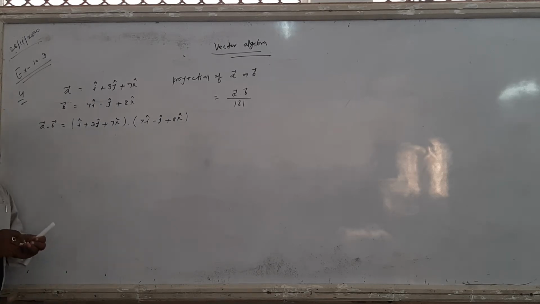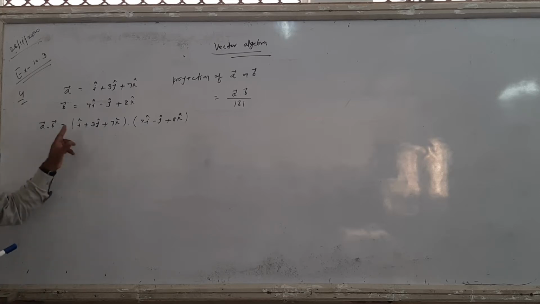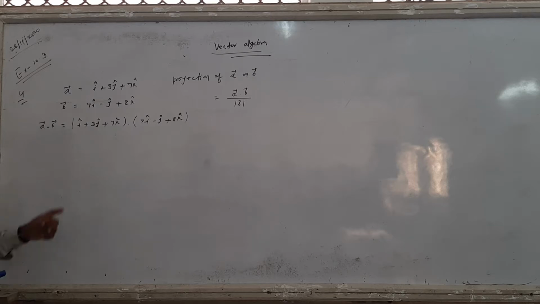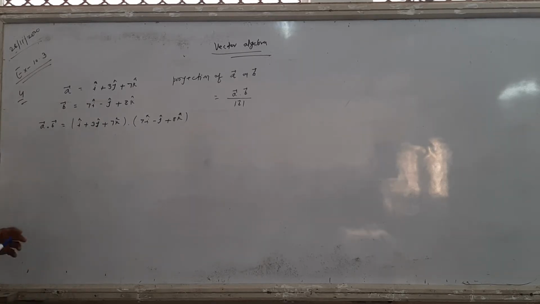Why? i cap is a unit vector along the x axis, j cap is a unit vector along the y axis, and k cap is a unit vector along the z axis. In the dot product, i dot i, j dot j and k dot k are 1, but i dot j, i dot k, j dot k or k dot i are 0, right?